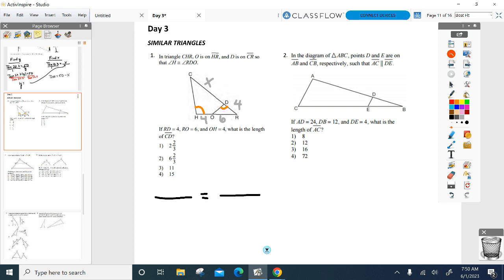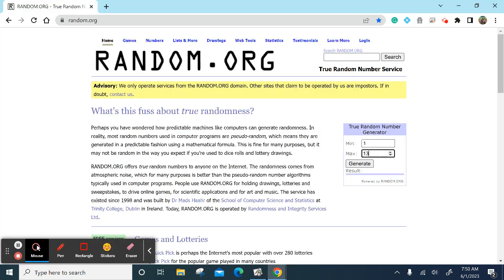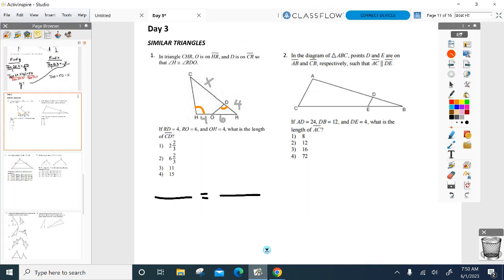Somebody give me a full side that you know the length of in one of those triangles. I don't care. 10, one full side. HR, which is how long? How long is it? 10. Yep. All right, so we could start there. I could have started with any full side.